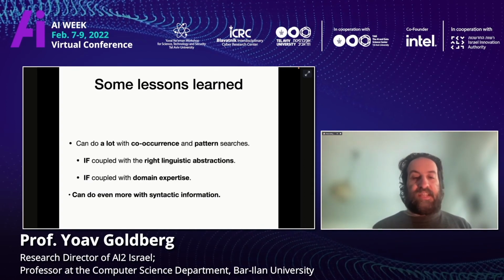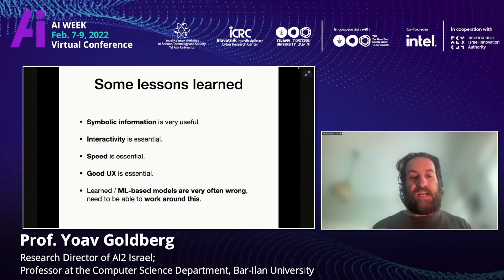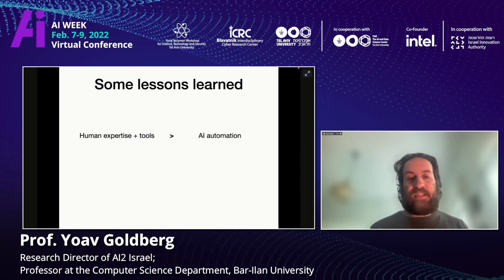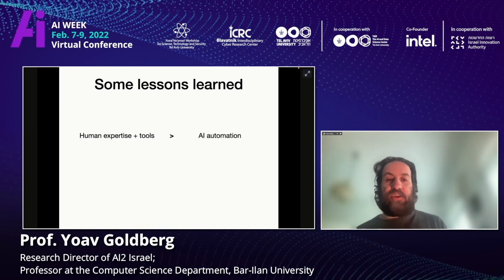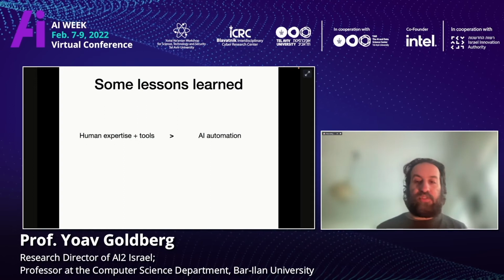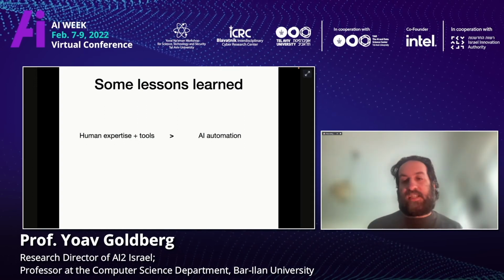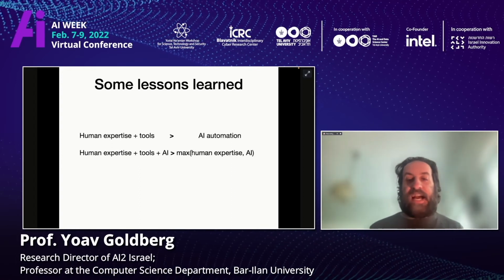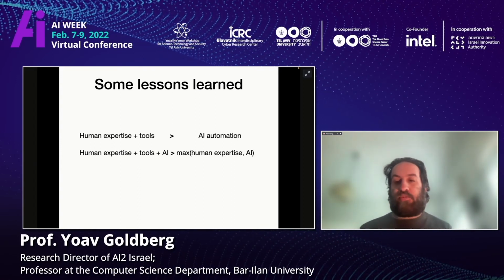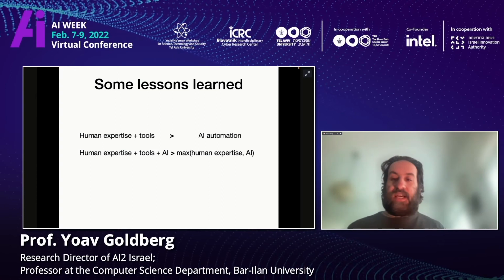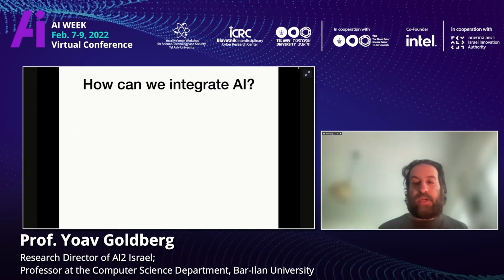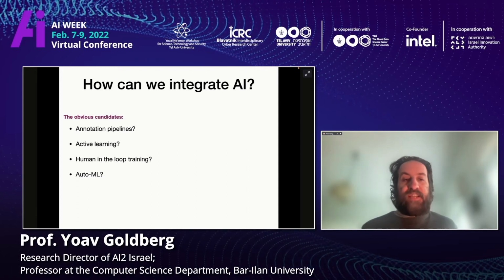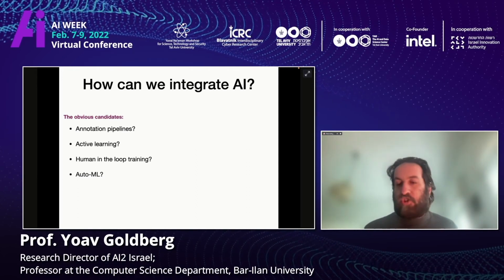There are some lessons learned, which I will skip now. Some tasks are hard, I will also skip that. I would say that we learned that human expertise plus tools is better, I think, than AI automation, and human expertise plus tools plus AI can be even better than either human or AI alone, and that's where we are going. So how can we integrate AI in this? There are the obvious candidates like active learning, human in the loop, and so on.